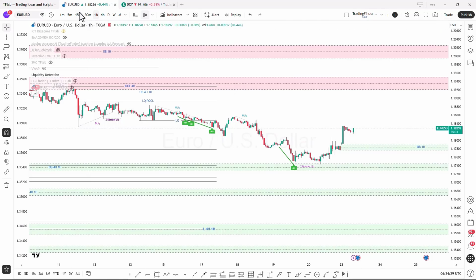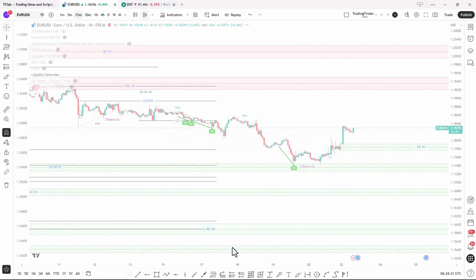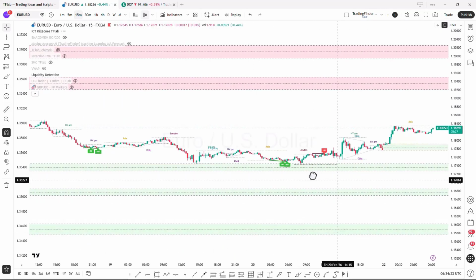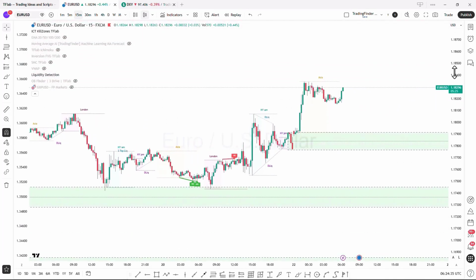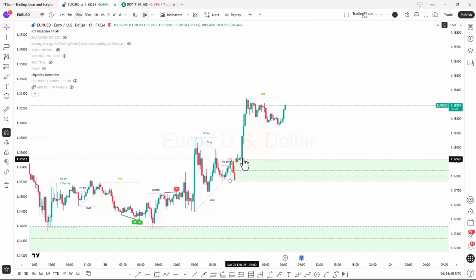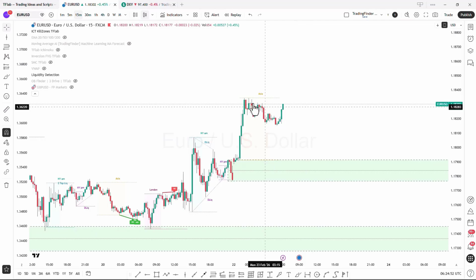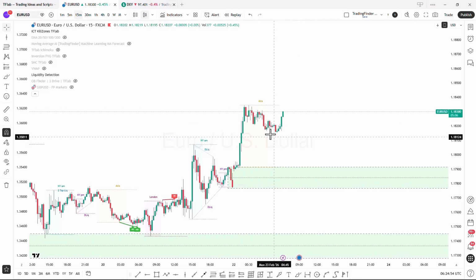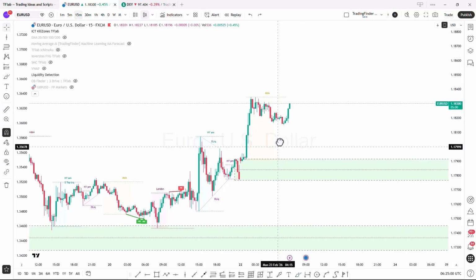This is based on the 15-minute timeframe analysis of EUR/USD. We can see the price movement, which had an aggressive bullish move at the start of the Asian session, then experienced a short-term bearish correction in this section, and is now once again moving upward.